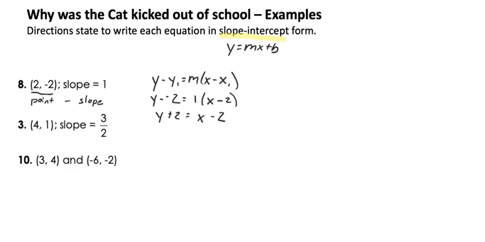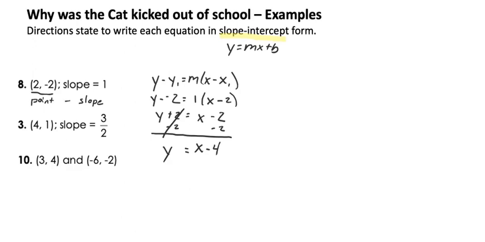I know that on the side with the y I have plus 2, so I'm going to subtract 2. And what I do to one side, I do to the other. So we're subtracting the constants on both sides. The y comes down. 2 minus 2 is 0 equals x comes down. And -2 minus 2 is -4. And now I'm in slope-intercept form.